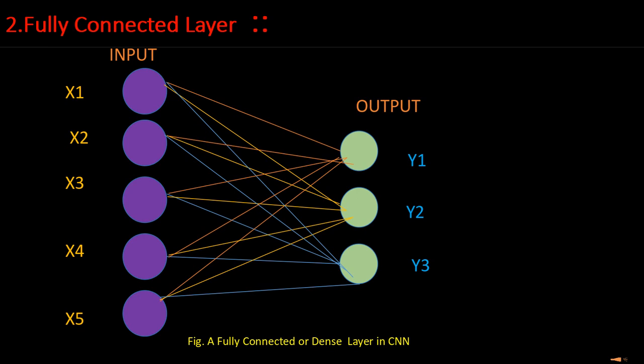Yeah, so here it is showing, in violet color or dark, the inputs x1, x2, x3, x4 and x5, and the outputs y1, y2 and y3. You can see how each input is connected to the outputs. The first one is connected to all three, the second input is connected to all three, and the third input is connected to all three.